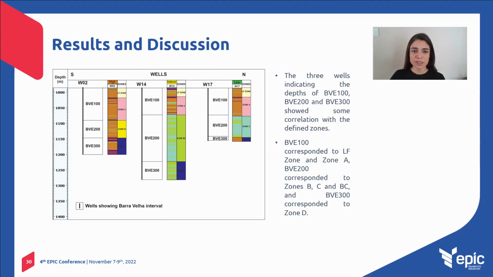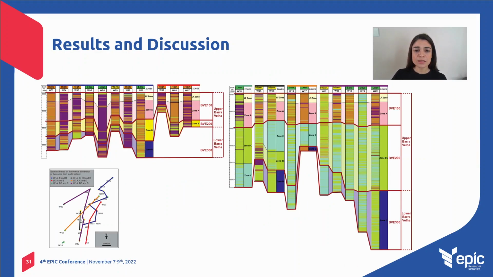And here are the 3 wells indicating the depths of the Barra Velha 100, 200, and 300, and they seem to show some correlation with the depths defined for the zones, with Barra Velha 100 corresponding to Lula's finger zone in Zone A, Barra Velha 200 corresponding to Zone B, Zone BC, and Zone C, and Barra Velha 300 corresponding to Zone D. And this correlation was extended to all the other wells.